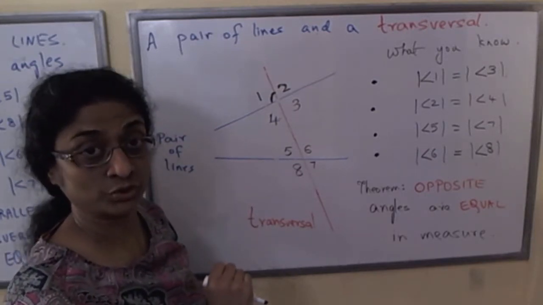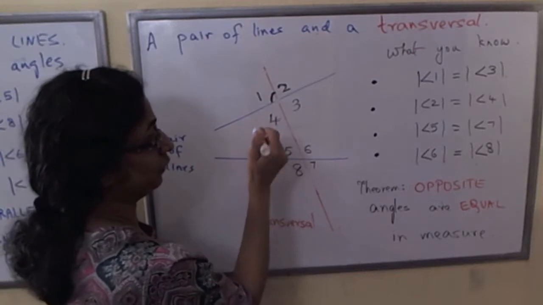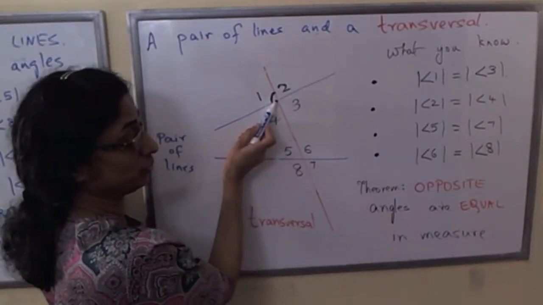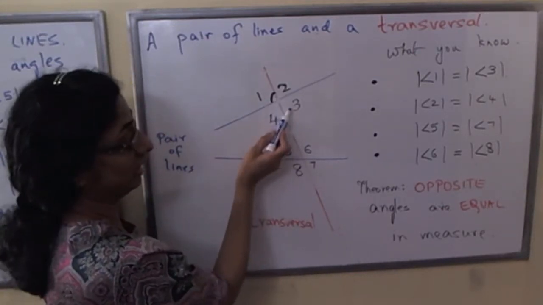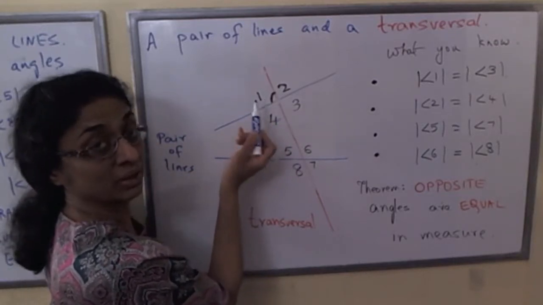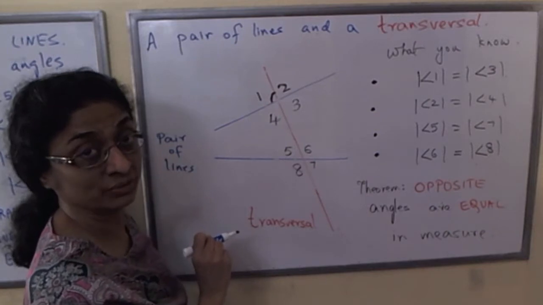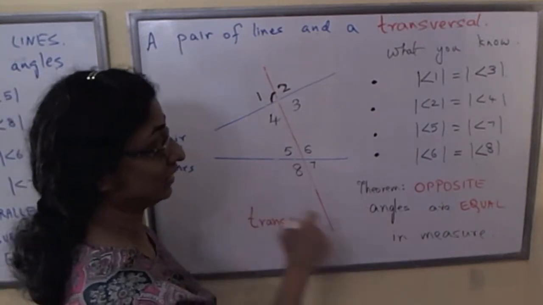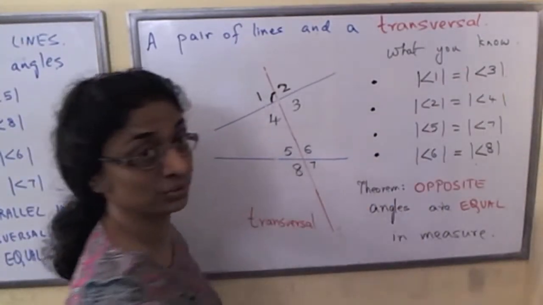And so what we've shown is when we perform a rotation about this point by 180 degrees, angle 3 lands on top of angle 1. Rotations preserve degrees of angles. That's another way of saying it. And that is why angle 1 equals angle 3.